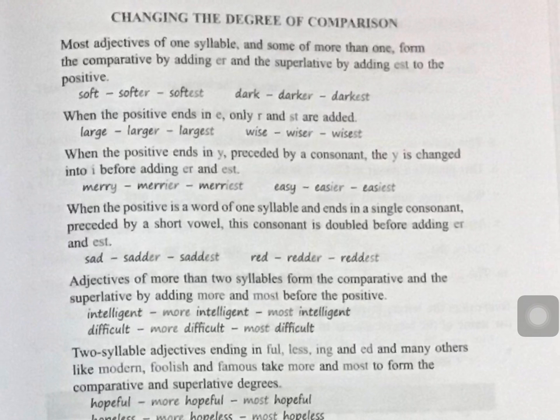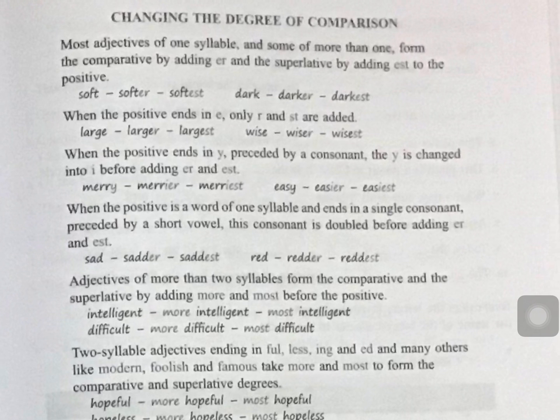Changing the degrees of comparison, even for that also rules and regulations are there. Most adjectives of one syllable, simple words, and some of more than one syllable, form the comparative by adding er and the superlative by adding est to the positive. What do they add, children? Comparative by adding er and superlative by adding est. They form their comparative and superlative degrees, or change the degree of comparison.